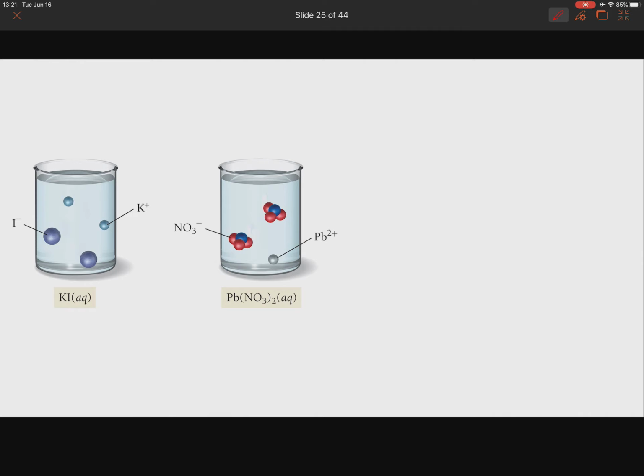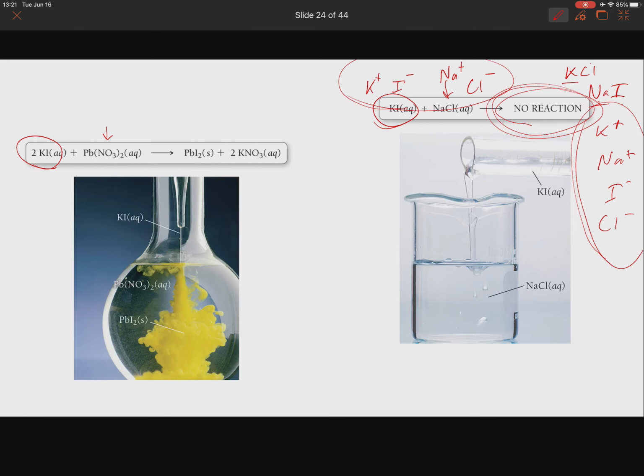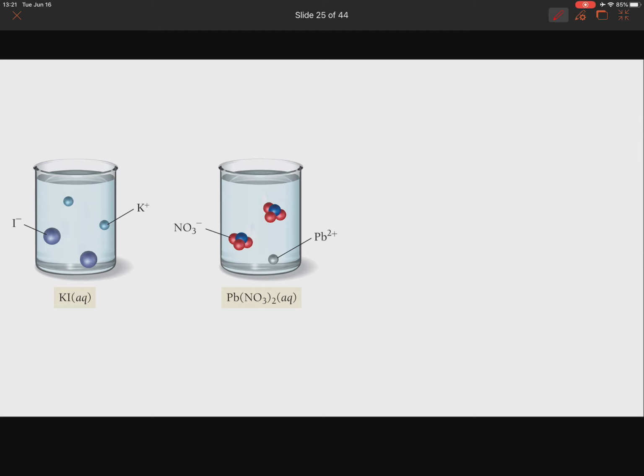So the key to understanding or predicting precipitation reactions is to understand that only insoluble compounds form precipitates. So in a precipitation reaction, the two solutions containing soluble compounds will combine and an insoluble compound precipitates. So here is that example again. This is potassium iodide and lead nitrate. Did we already look at this one? We did. So this is a precipitation reaction. We've got potassium iodide floating around, soluble. We've got lead nitrate floating around, soluble. We know this is soluble from our rules.